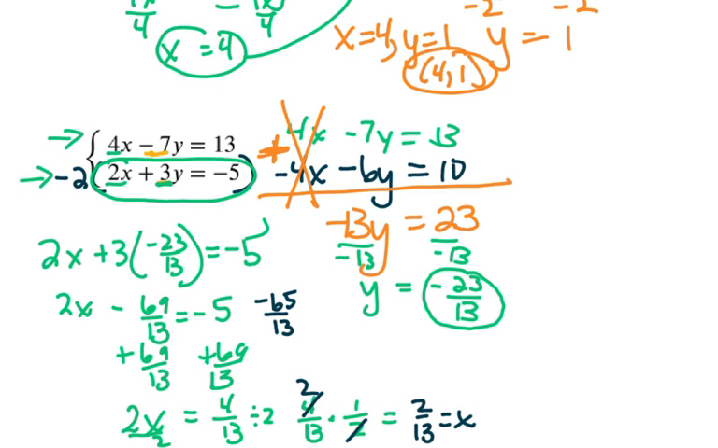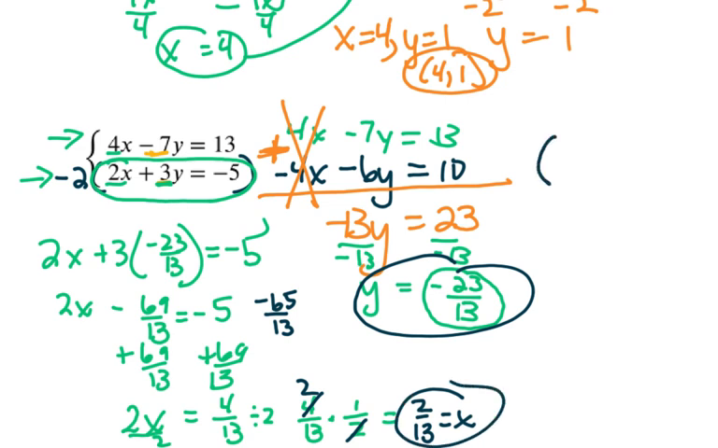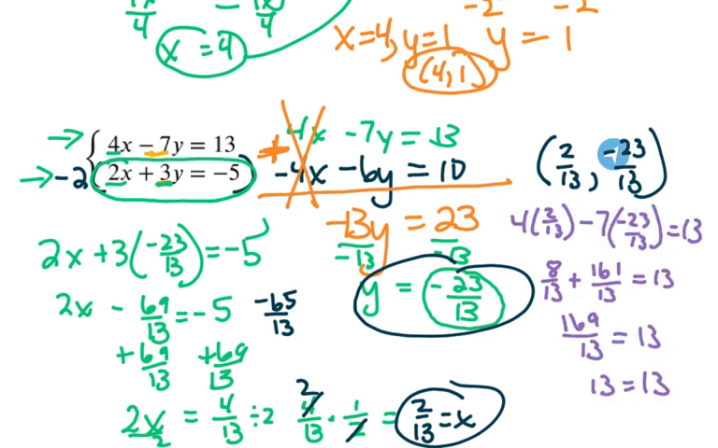So my y value is the negative 23/13, and my x value is 2/13. And that means that our coordinate point that solves this system is 2/13, comma, negative 23/13. And yes, if you have time, you can always check your answer. You can see I quickly plugged our point into the first equation, and yes, it's not necessarily the nicest math, but it does work out to make a true statement or a true equation, 13 equals 13.